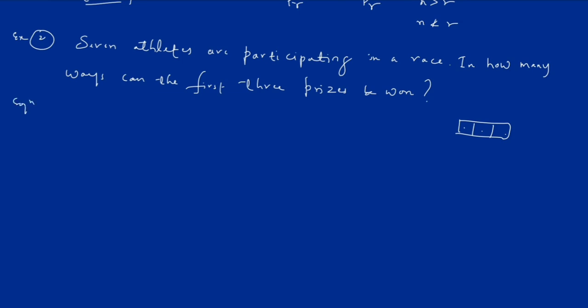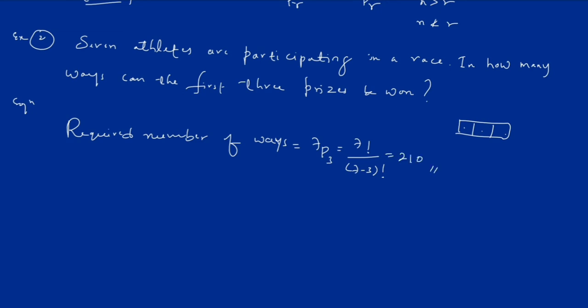Solution, let's see. Required number of ways is equal to 7P3, which is equal to 7 factorial upon (7 minus 3) factorial, which is equal to 210, right?